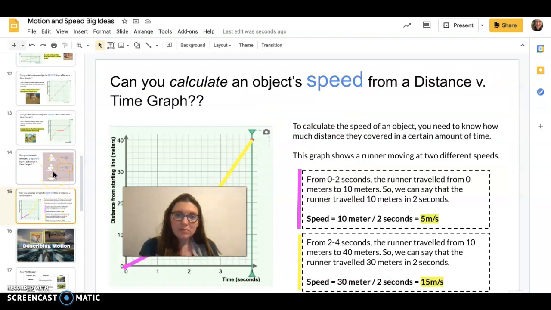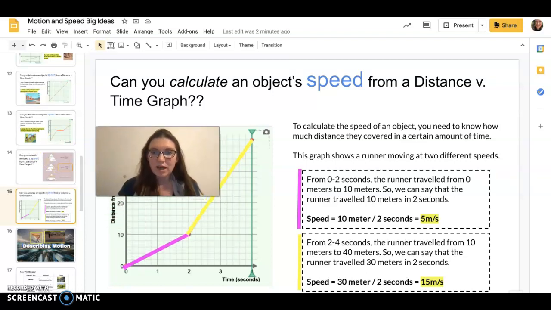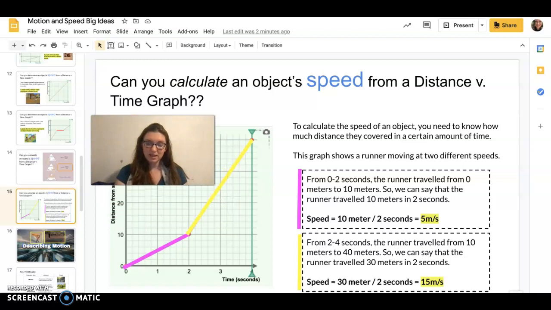Can you calculate an object's speed from a distance versus time graph? You absolutely can. To calculate the speed of an object, you need to know how much distance they covered in a certain amount of time. For example, there's two different speeds going on here. From 0 to 2 seconds, the runner traveled from 0 meters to 10 meters. So 10 meters in 2 seconds is going to be 5 meters per second.